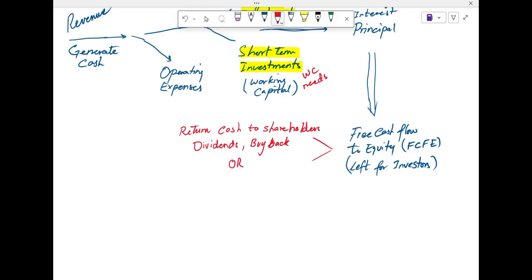or they can decide not to give all that money to the investors but to reinvest cash in the company, in the form of internal growth, acquisition, or simply save the cash.